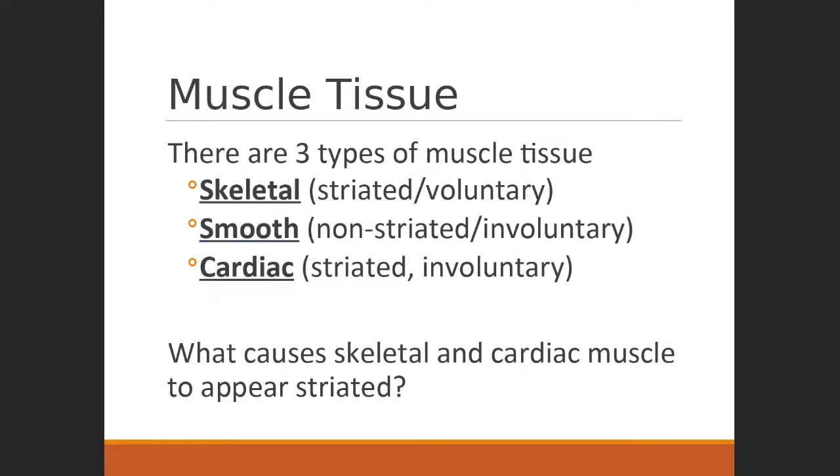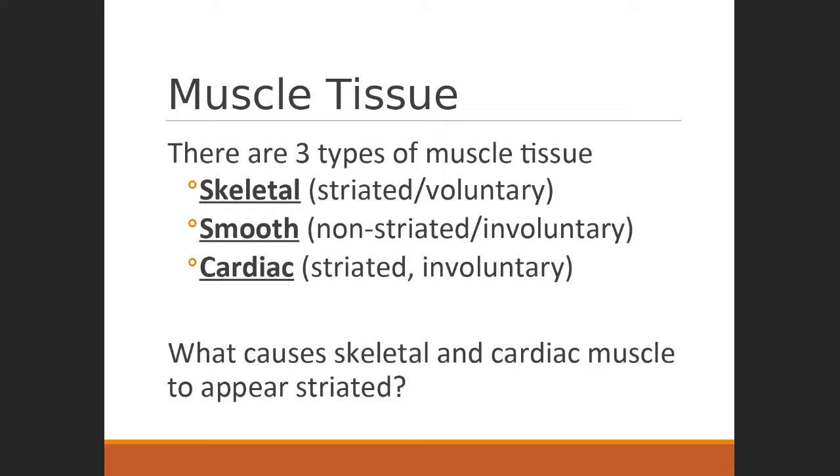We classify each of these tissues and differentiate them based on two variables: whether or not that tissue is voluntary and whether or not it is striated or has a striped appearance. So you'll see that skeletal muscle is striated. It looks like a striped tissue. You'll see that on the slides. And it's also voluntary. You have voluntary control over its contractions and relaxations.